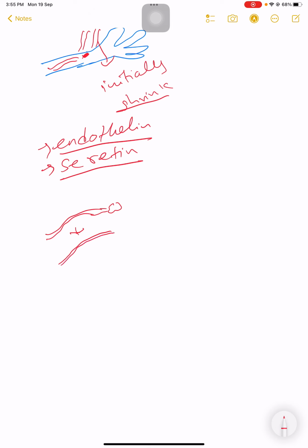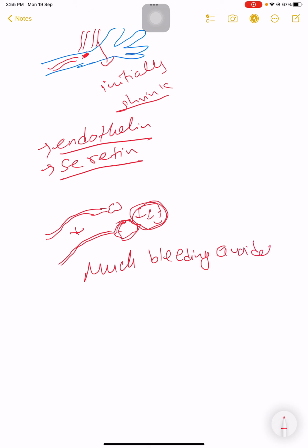Very, very small. And when it becomes smaller, and this is your cut, the blood supply to this area will actually decrease. The major aspect of decreasing the blood supply to this area is that we don't want much bleeding. Much bleeding is avoided or prevented. That means to decrease the extent of bleeding, there is release of endothelin and secretin.